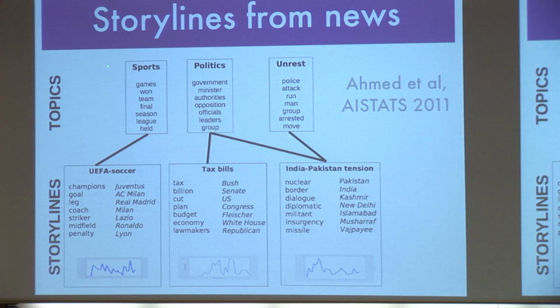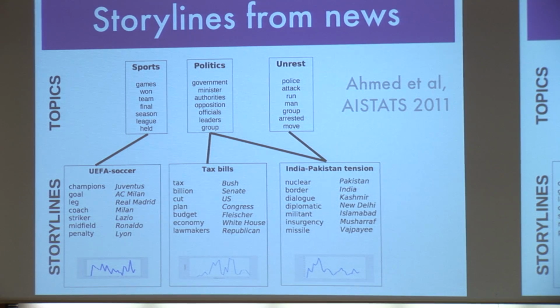Something that we did was storylines from news. We took a news stream and identified the topics, like in this case, sports, politics, unrest, whatever. These words are all automatically extracted. Then these are particular storylines, and that's their frequency over time, like tax bills. You can see Bush, Senate, US Congress, Fleischer, and so on. It's a bit older data. And here, tax, billion, cut, and so on. But these are all quite closely topically related.